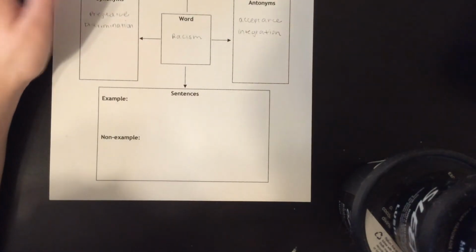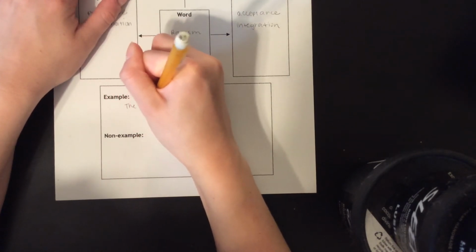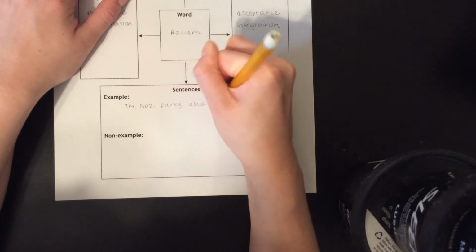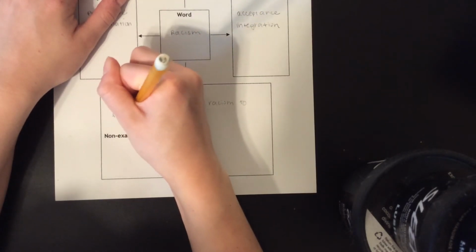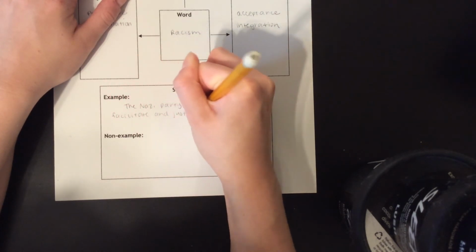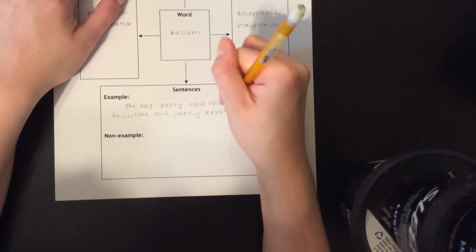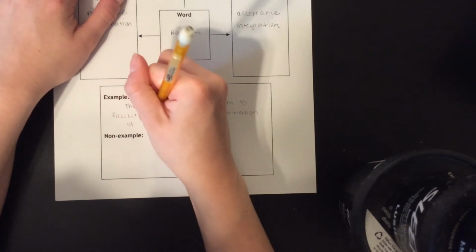So for an example, I could have students say that the Nazi Party used racism to facilitate and justify extermination of the Jewish people.